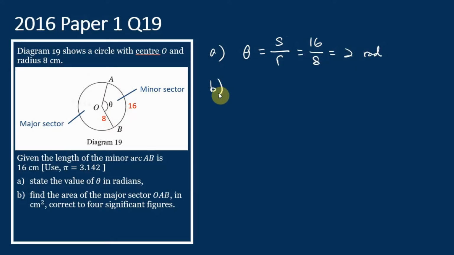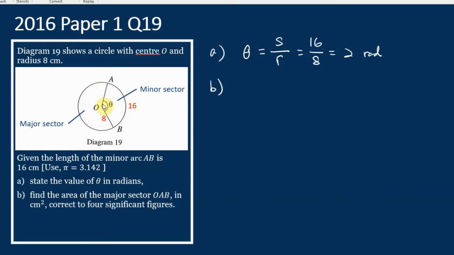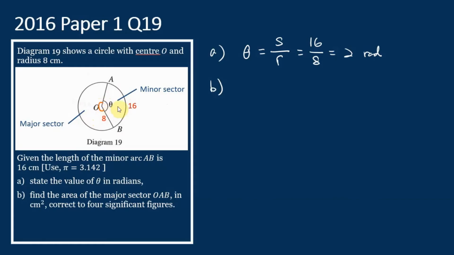Okay, B. Find the area of the major sector OAB in centimeter square. The small one is called the minor sector and the big one is called the major sector. In order to find the area of the major sector, we need to know the angle in the major sector. Now, the angle in the minor sector is equal to 2 radians. So the angle in the major sector is equal to 2 pi minus 2 radians, because the angle of a circle is 2 pi, and then minus the angle in the minor sector.